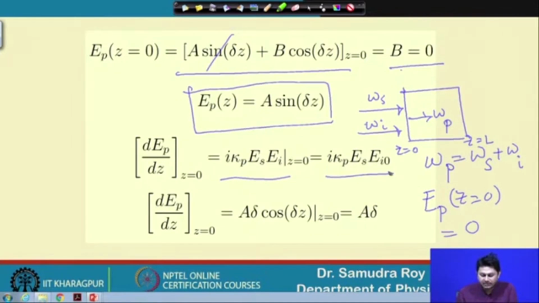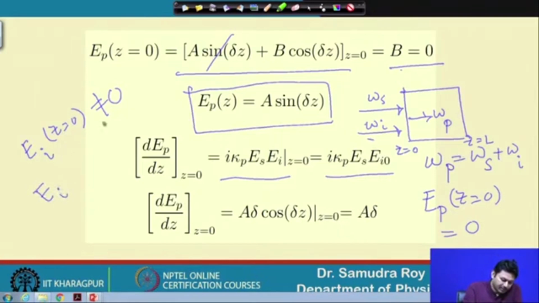So, the condition here that we have taken is that the idler field at z equal to 0 is not equal to 0, as I mentioned, because we need to launch some idler at the input to generate the frequency at omega p, which is a sum over two frequencies. So, since this is a non-zero value, we have taken Ei at z equal to 0 as simply Ei(0). This is the case where we use these things.